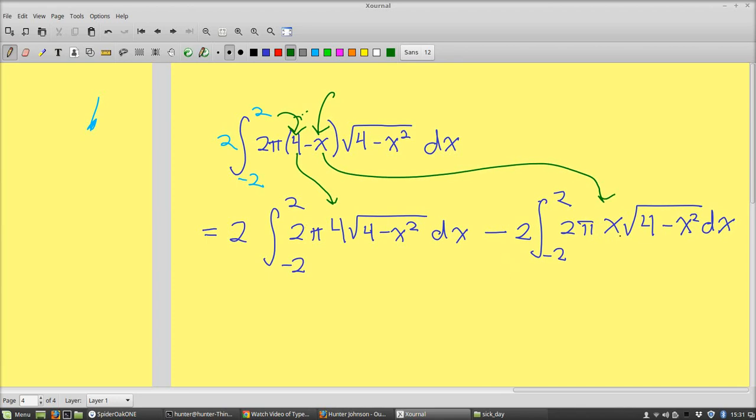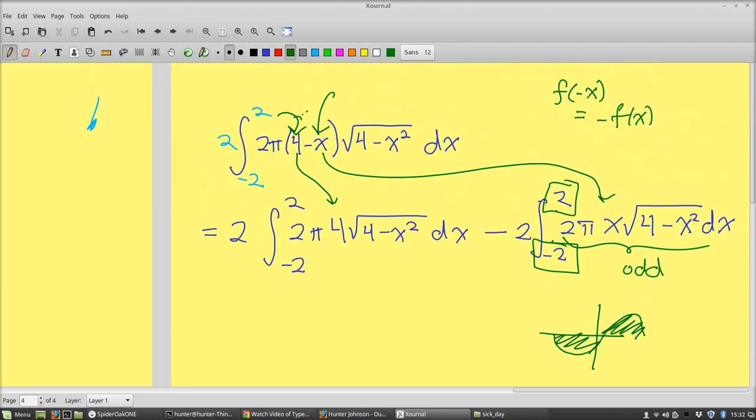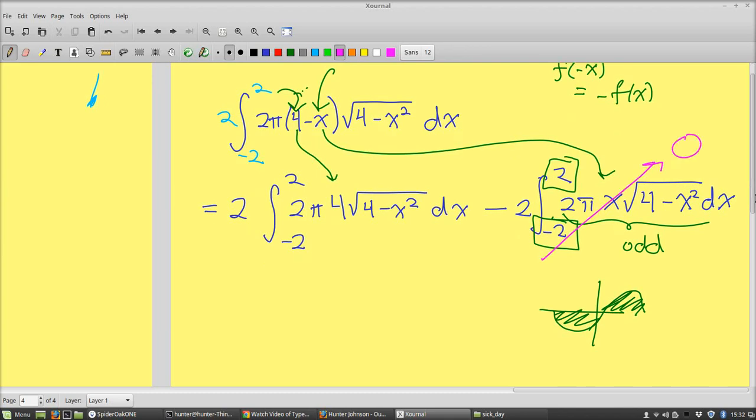Okay, so now let me save you a lot of trouble here. Remember the definition of an odd function? An odd function is a function such that this is true. So observe that this function is odd. And also it's being integrated symmetrically across the y-axis. But because it's an odd function, it's going to look like this. And this part is going to exactly cancel out that part. So whenever you're integrating an odd function symmetrically across the y-axis, you know that the answer is 0. So that saves us a lot of work.